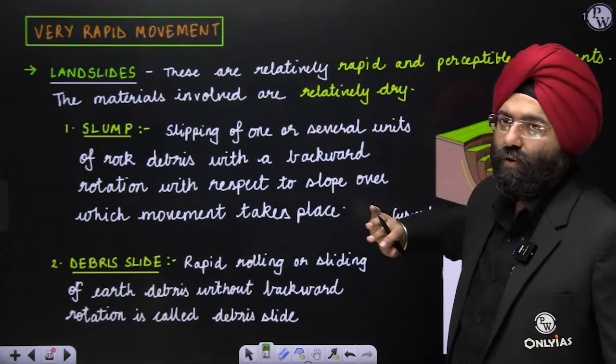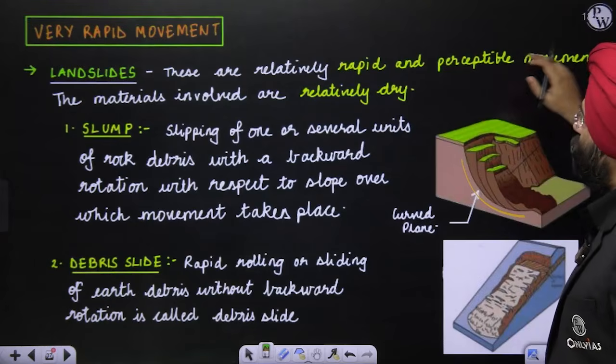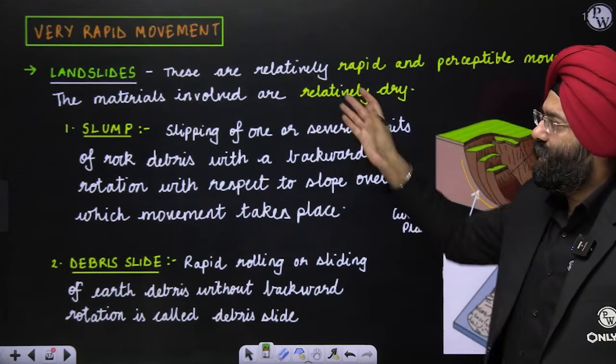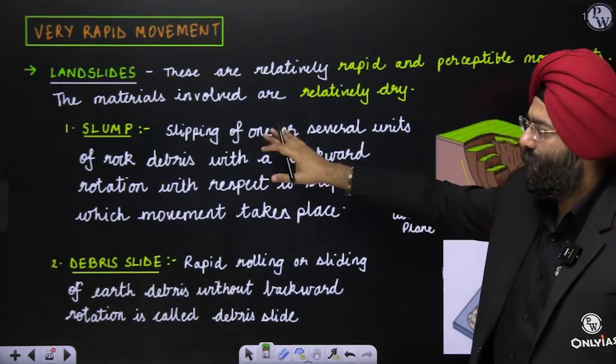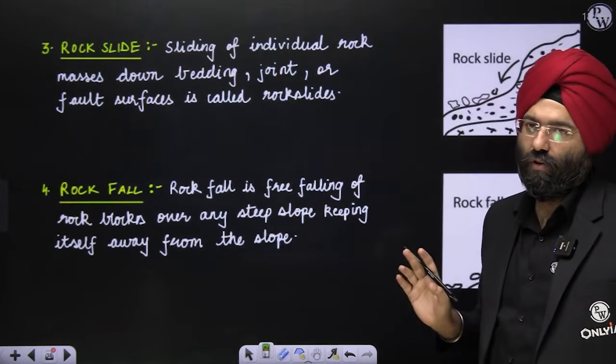Very rapid movement over here. These are relatively rapid and perceptible movements. The material involved is relatively dry. Under them, very rapid movements, you have slump, debris slide, rock slide, and rock fall. These are the four. Let us see one by one.